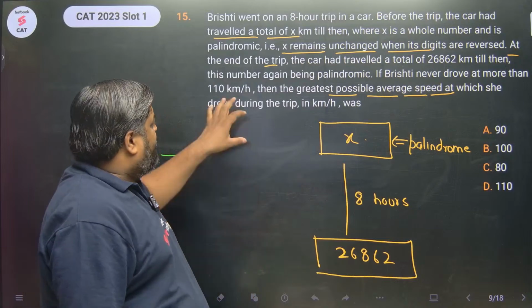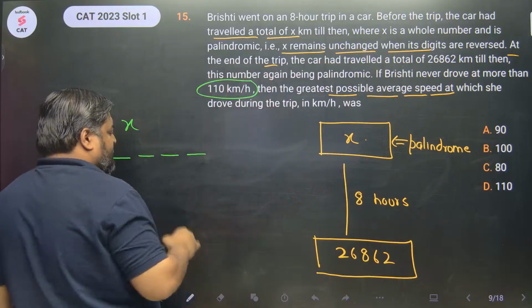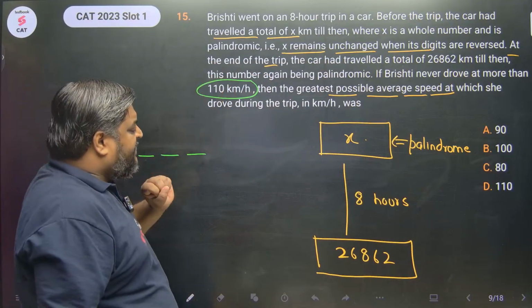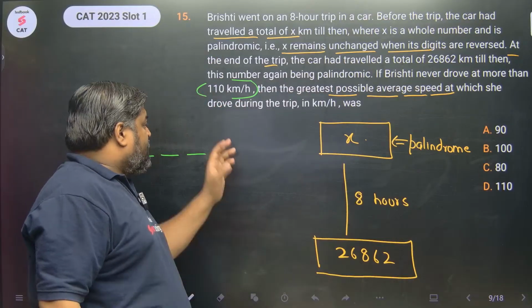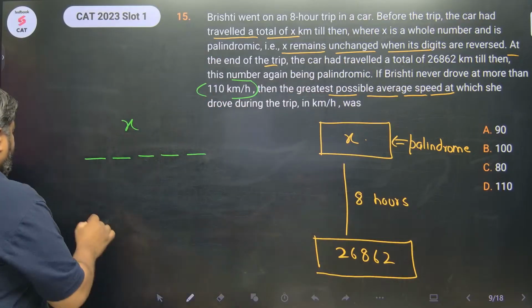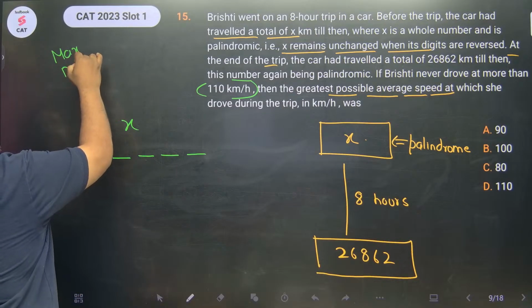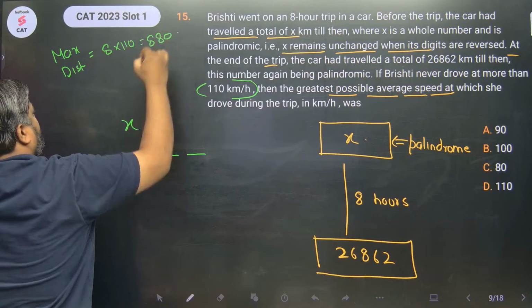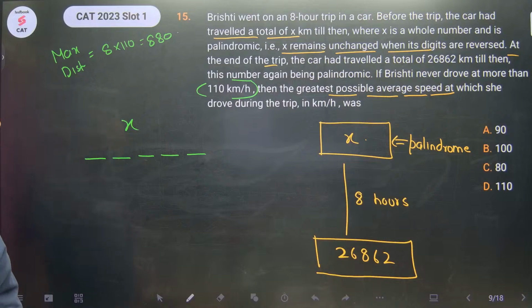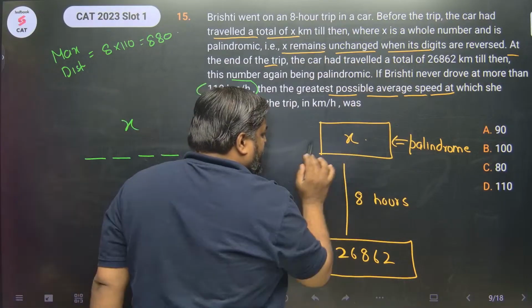The maximum speed of the trip could have been 110 kilometers per hour; the speed could not have been more than that. So the maximum distance that could have been covered is 110 into 8, sorry. Maximum distance of the trip is 8 into 110, 880. Say yes sir. Now if this is the maximum possible distance, then how much can this reading be at minimum?